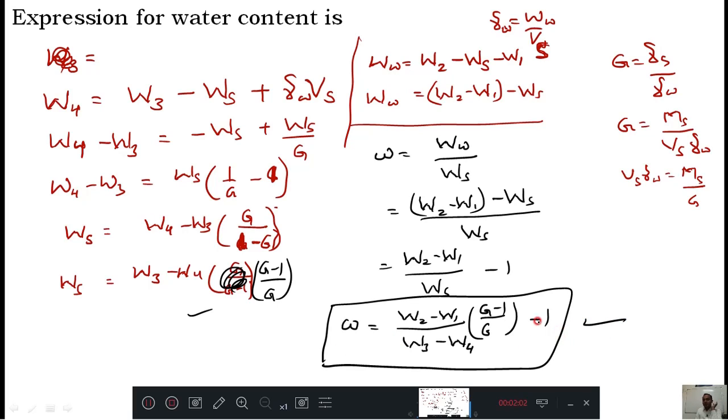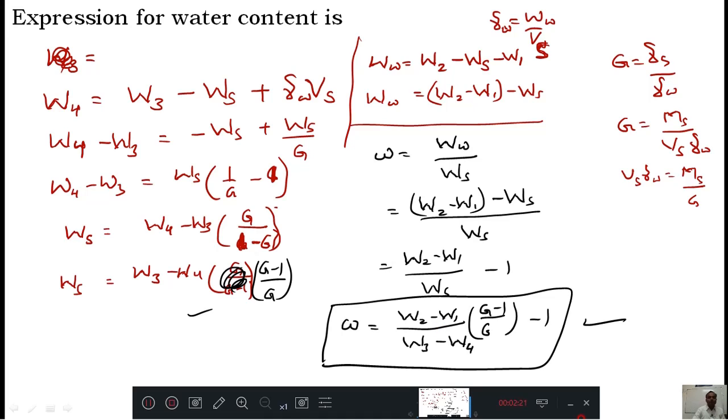This is the instant method, because the oven dry method is time consuming. Why? Because there you need to wait for 24 hours. Here within 1 or 2 hours you can get the answer. But Indian Standard does not recommend this. Indian Standard recommends only the oven dry method because that is the standard method.